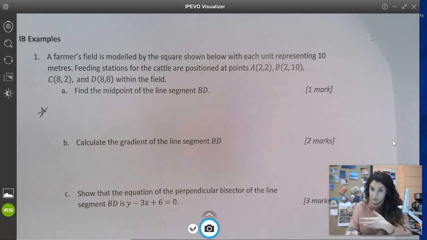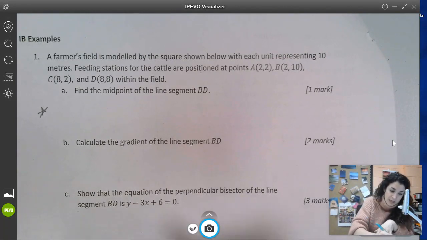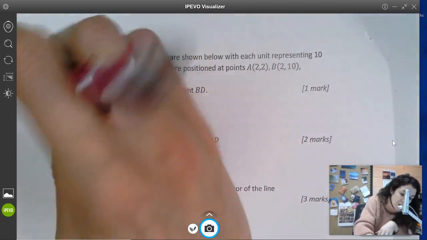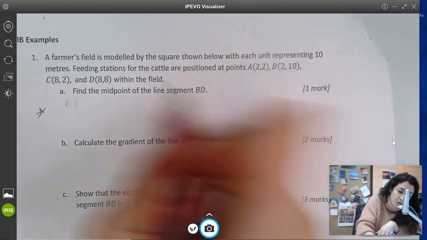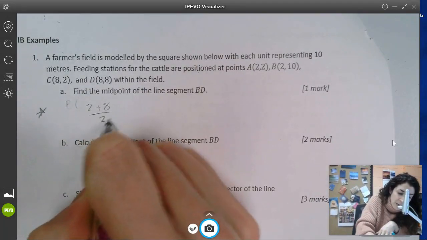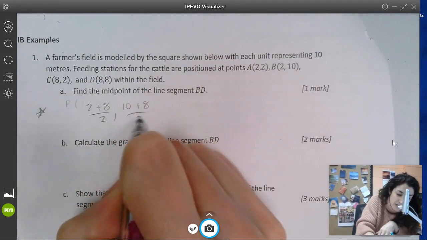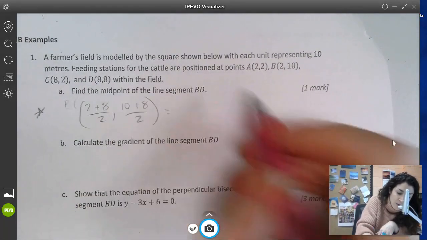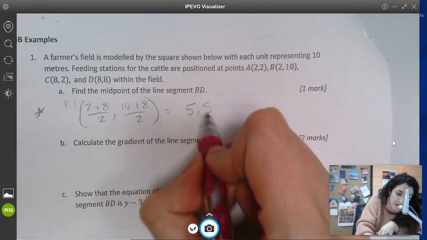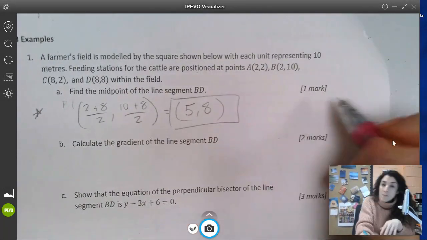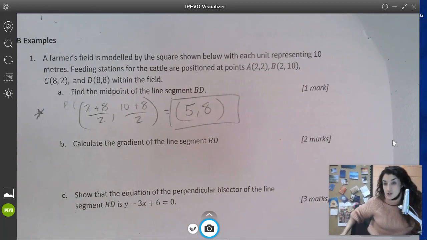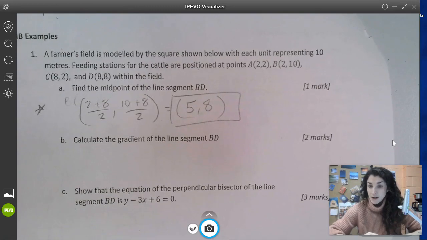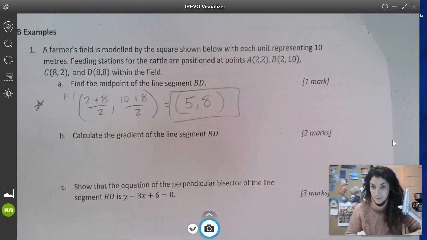Remember that midpoints are just the average of your values. And so since B is (2, 10) and D is (8, 8), I just need to find the average of those. So 2 plus 8 divided by 2, and then 10 plus 8 divided by 2, just averaging out my x values, averaging out my y values. And that would be (5, 9) as my coordinate. 1 mark means that it's just, did you get the answer right or did you get the answer wrong? And it's just 1 mark because it's supposed to be kind of an easy problem.